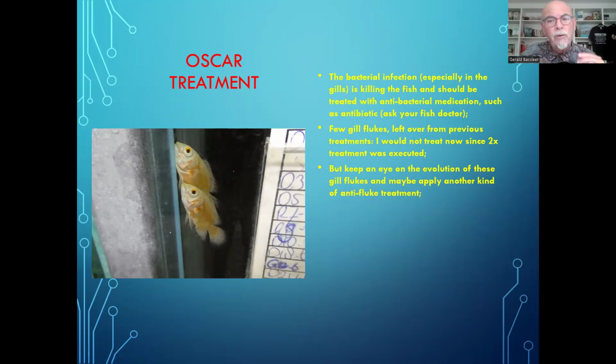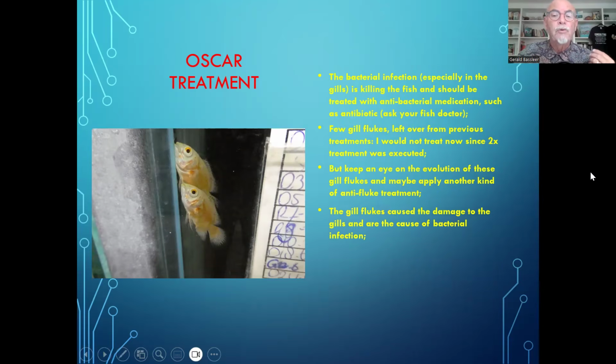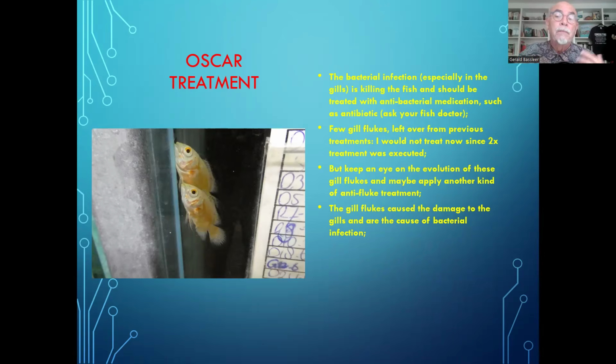But still keep an eye on the evolution of those gill flukes. Maybe in the future you need to apply again an anti-fluke treatment. But the gill flukes cause the damage and the cause of a bacterial infection. So lessons learned, well, be aware. When parasites infect the fish, secondary bacterial infections might penetrate the fish, might affect the fish, and those are the ones that eventually kill the fish.